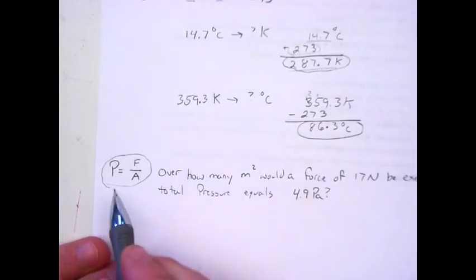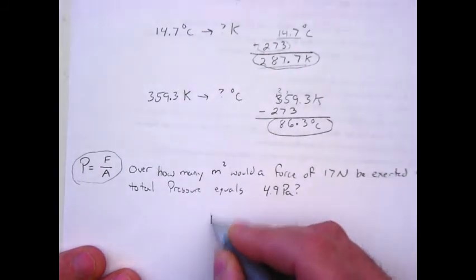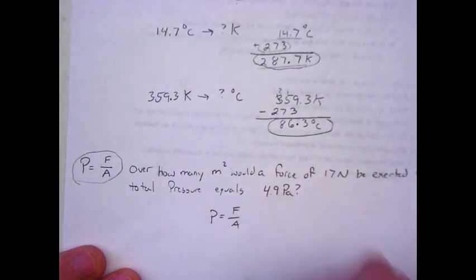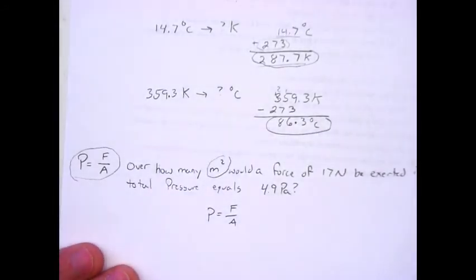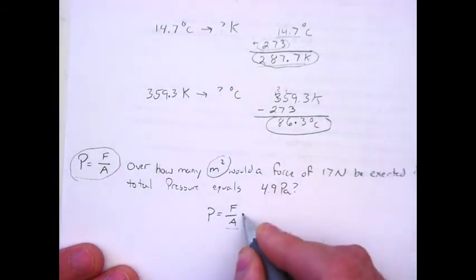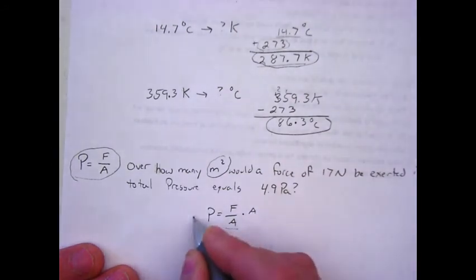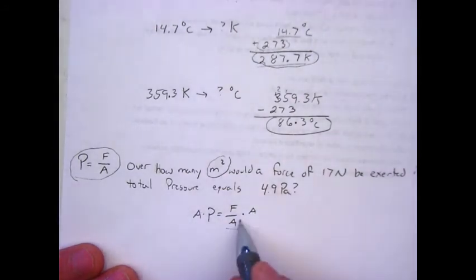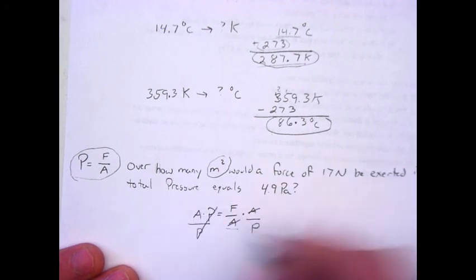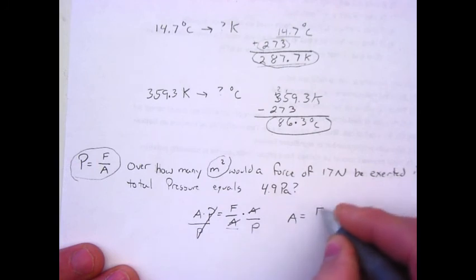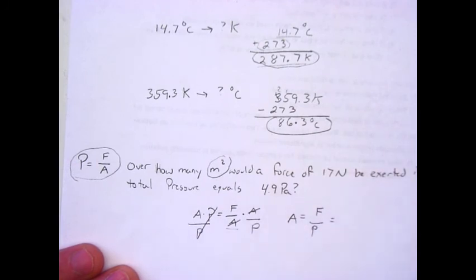Since the formula is pressure equals force over area, and since we are being asked for the area, we would like to rearrange the formula to isolate A. Since it's on the bottom, first step is we have to multiply both sides by area. That cancels. Now we want to isolate A by dividing both sides by pressure. Those cancel, leaving us with area is equal to force divided by pressure.